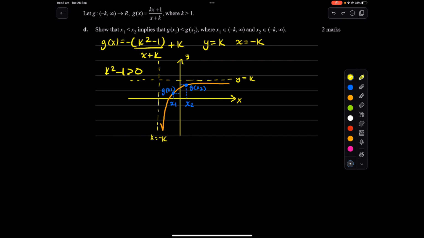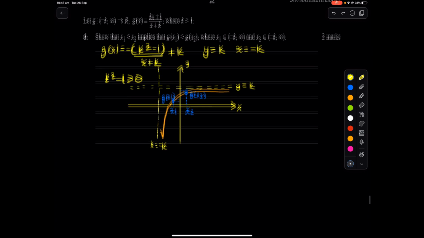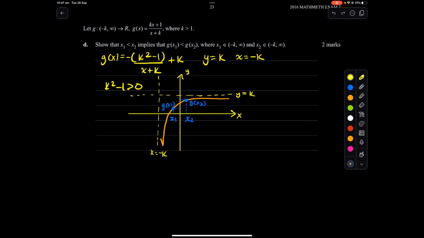We have to write something. So we can just say, because the function is strictly increasing, as g is strictly increasing from negative k to infinity.